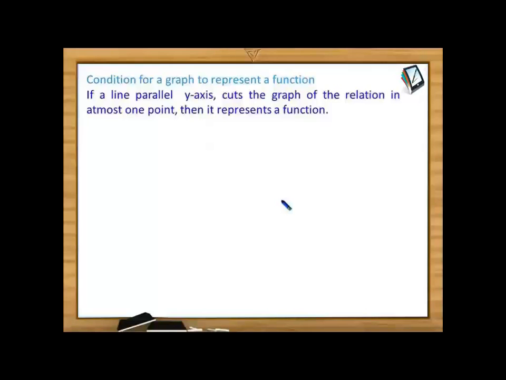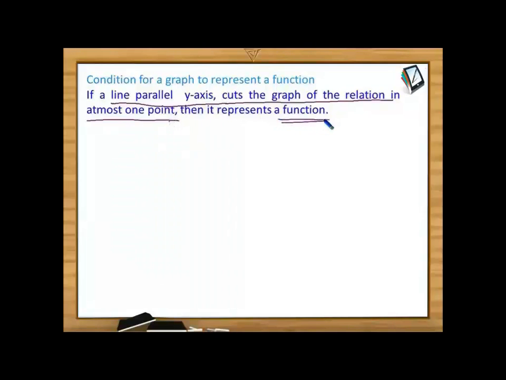Now let us see, will every graph represent a function? Because every relation is not a function. Then will every graphical representation represent a function? If a line parallel to y-axis, very important observation, cuts the graph of the function in at most one point, then it represents a function.